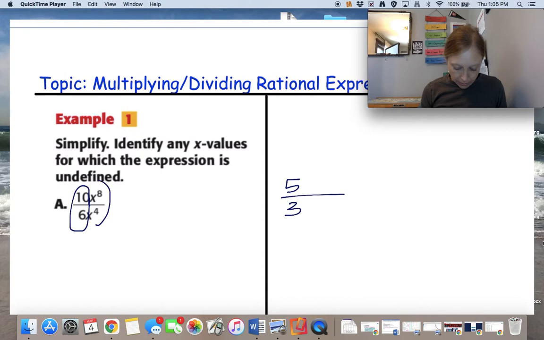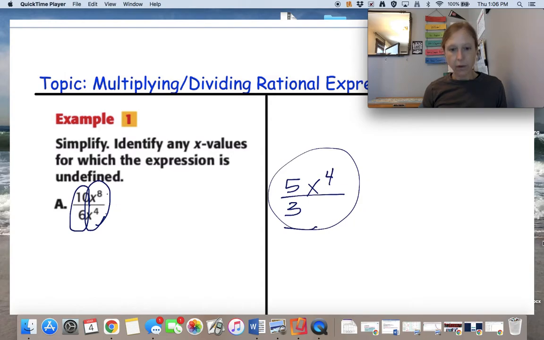Now I look at my x's. This is a review from earlier in the year with our exponent rules. Remember, 2 powers with the same base, if they're being divided, we can subtract their exponents. So that leaves me with 8 minus 4, 4 in my numerator. So there it is.